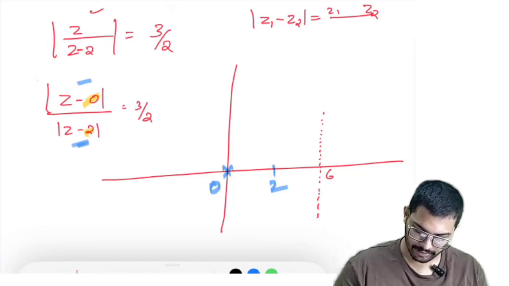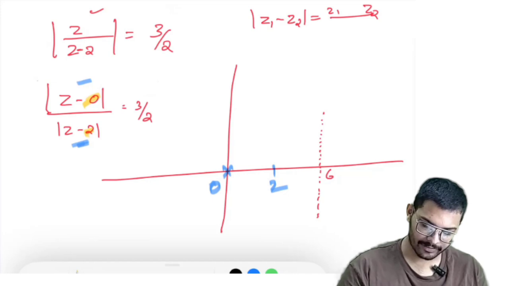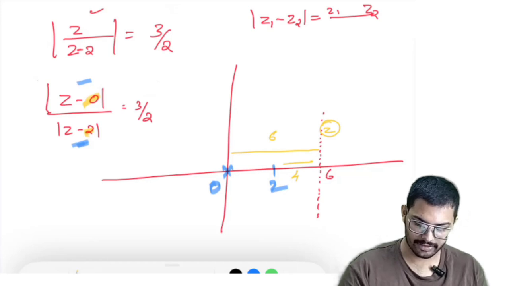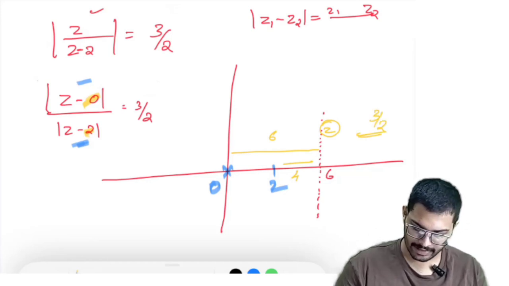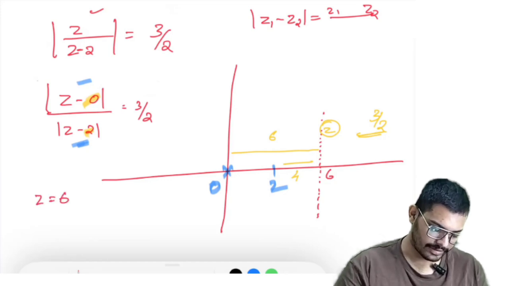Now when you closely observe, you can directly find that the distance of 0 from this z which lies on this line is 6, and from 2 it is 4. What is the ratio? 3 by 2. That is 6 by 4. From here you can directly conclude that z equal to 6.